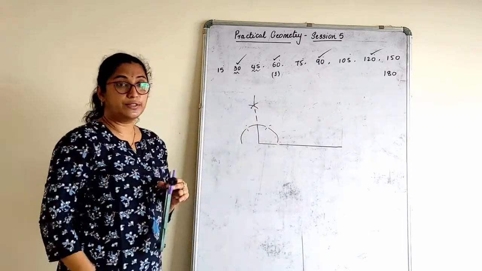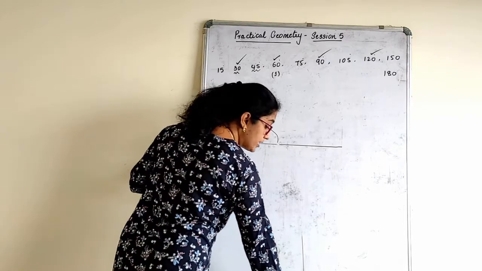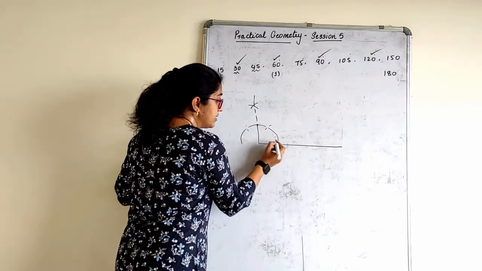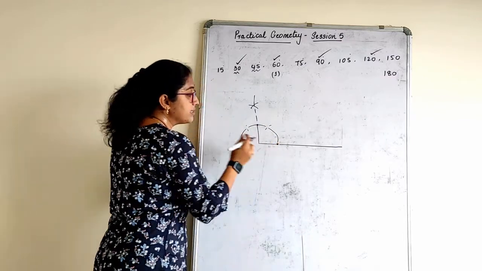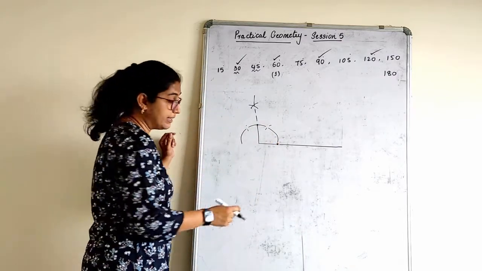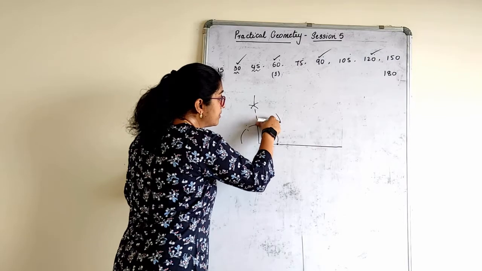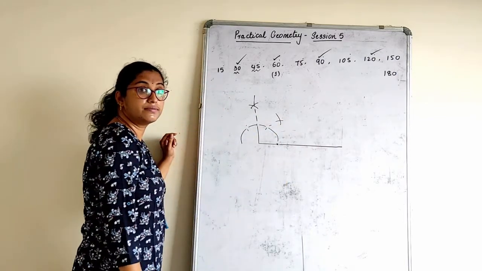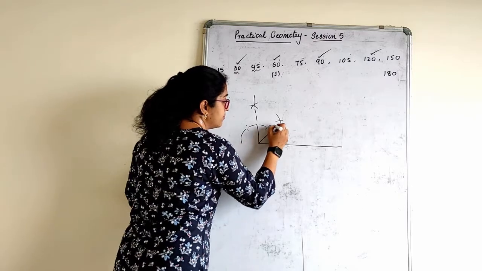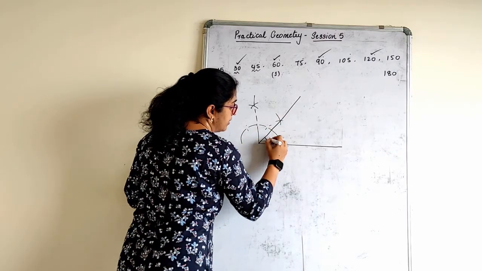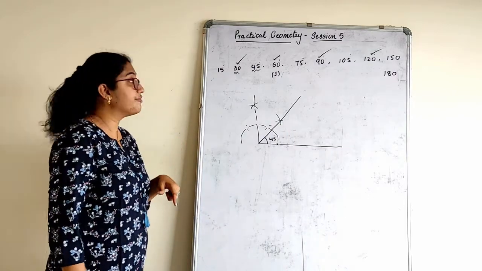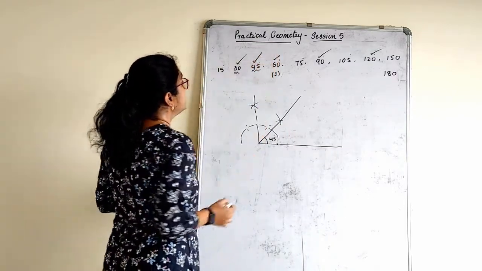Dotted lines I put here. This is 90. What is 45? Half of 90, right? This and this. In between this, I'm going to get 45 degree. Keep your compass here, cut an arc. Keep your compass here, cut an arc. This angle is 45 degree, right? Half of 90 is 45 degree.